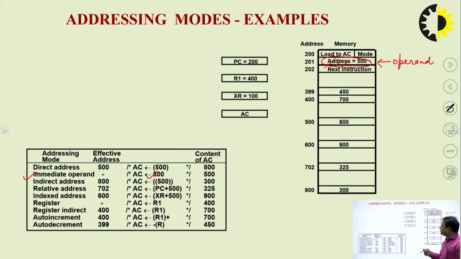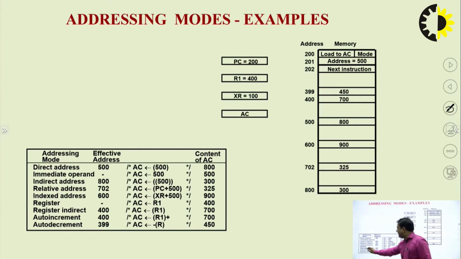Right? But suppose I ask, what will be the effective address of this content? Where is this data? This data is at location number 201. So the effective address will be 201, right?